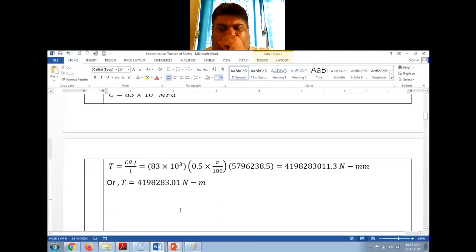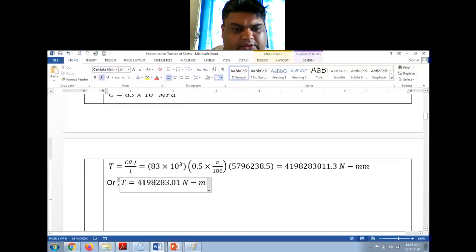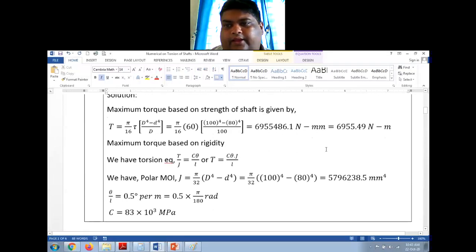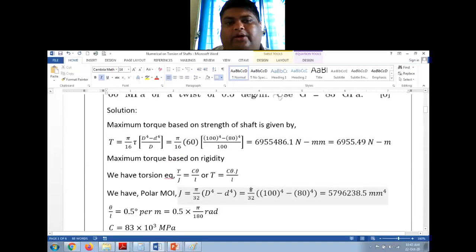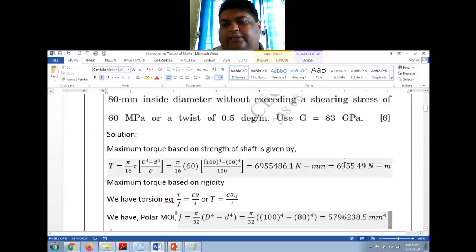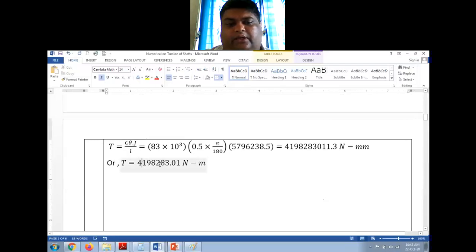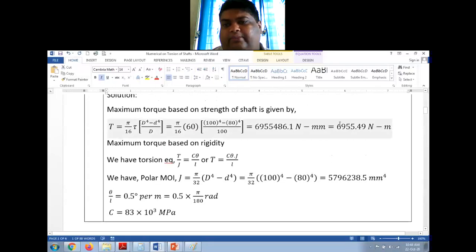Now, how much is this? This is a 7-digit figure, and here this is only a 4-digit figure. So, which will be the maximum torque you can transmit? It will be the minimum of these two values, right? If you say this is the maximum torque you can transmit, then the shaft will fail by shear, right?